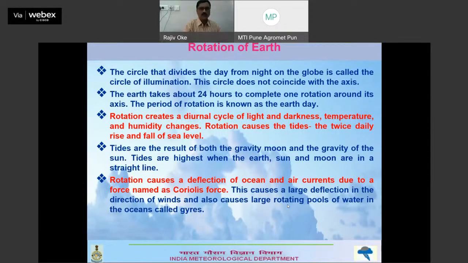Tides are the result of both the gravity of the moon and the gravity of the sun. Tides are highest when the Earth, sun and moon are in a straight line.